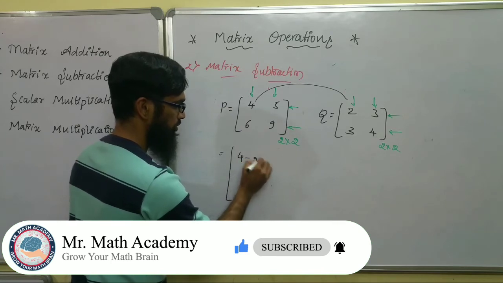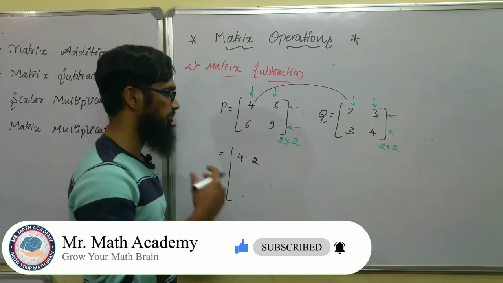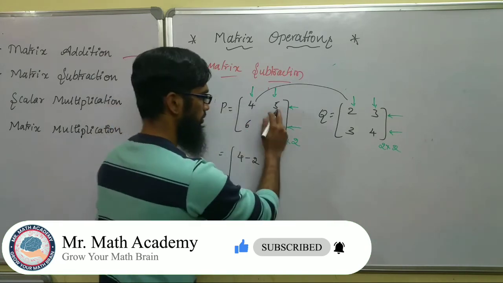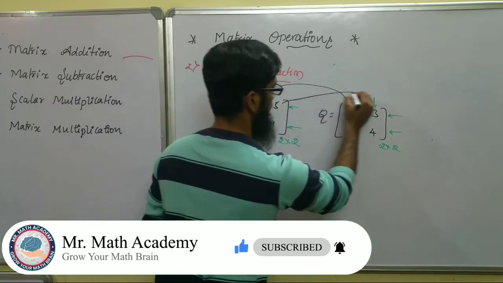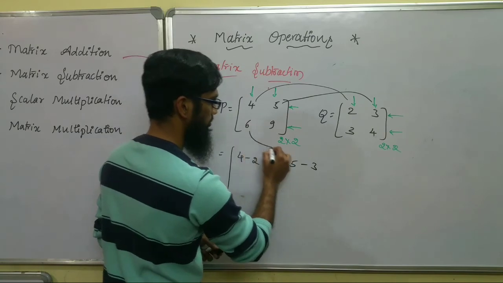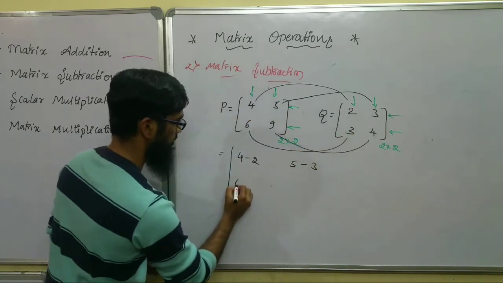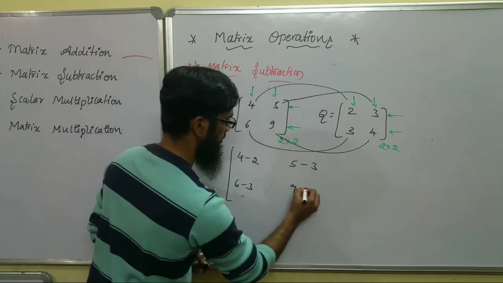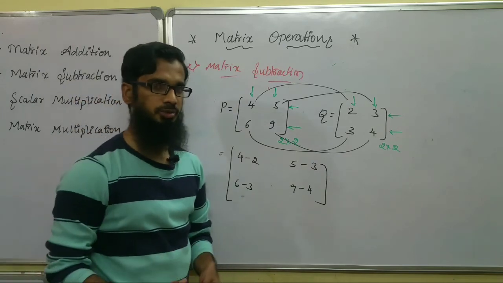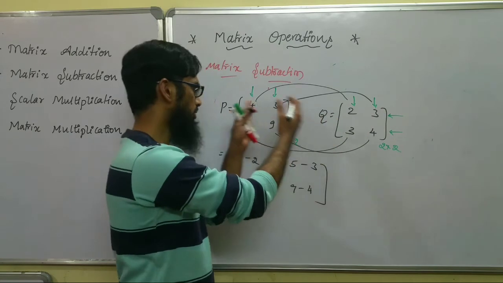So that is 4 minus 2. Okay, the first row and first column of matrix P with matrix Q. Then this becomes 5 minus 3. Similarly from 6, 3 and again 9 to 4. So 6 minus 3, 9 minus 4. So this is a simple thing, with corresponding elements. Always we have to subtract the elements of Q from P.